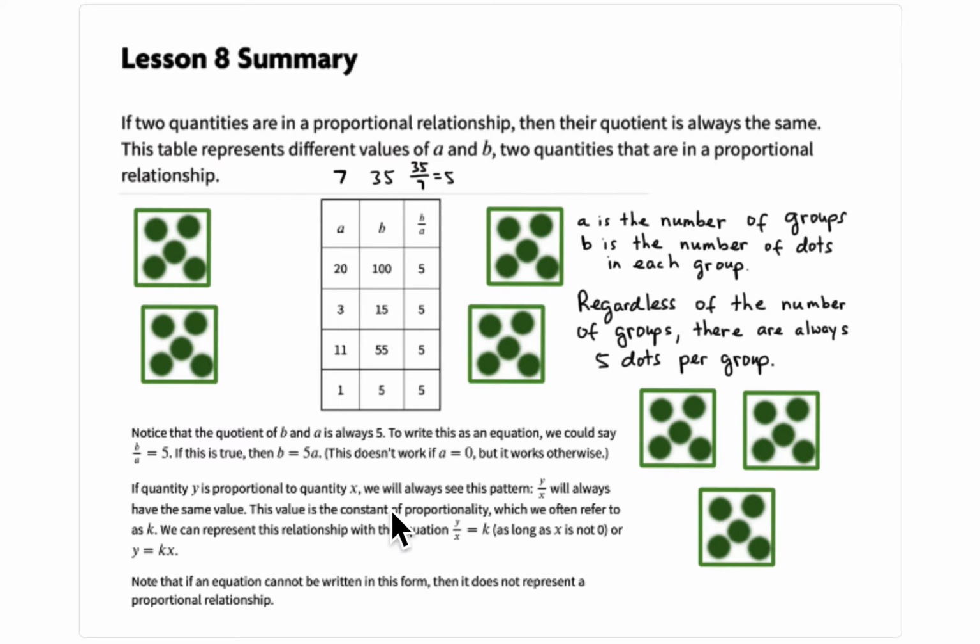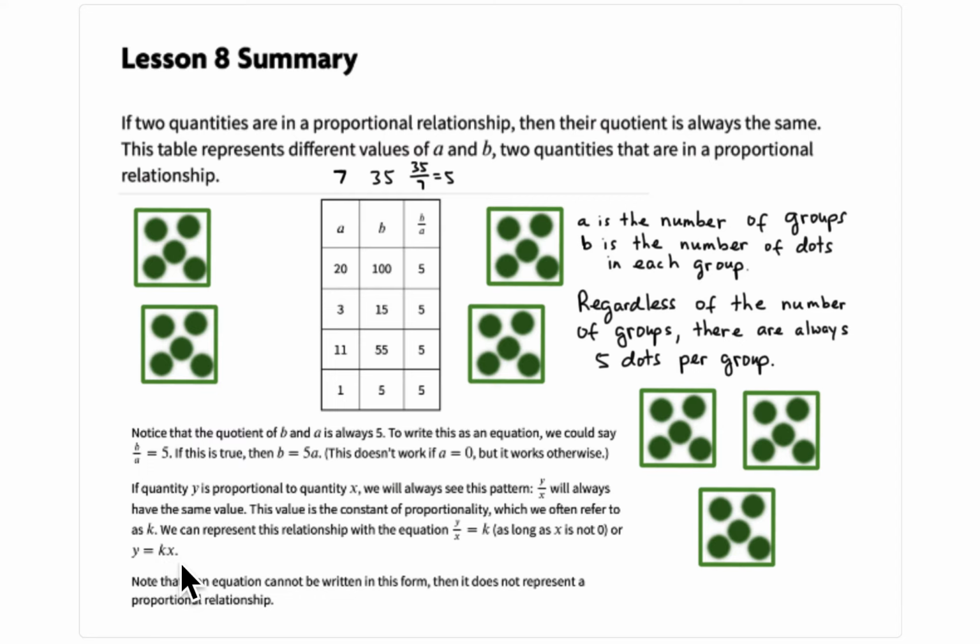And so they go on to say the equation takes the general form y equals kx, and we saw that a couple of activities ago. If you can write the relationship in this form, in this case it's y, 35, is equal to the number of groups, 7 in this case, times 5, the constant of proportionality. So 35 equals 5 times 7. So you can write it in that form. k is the constant of proportionality.